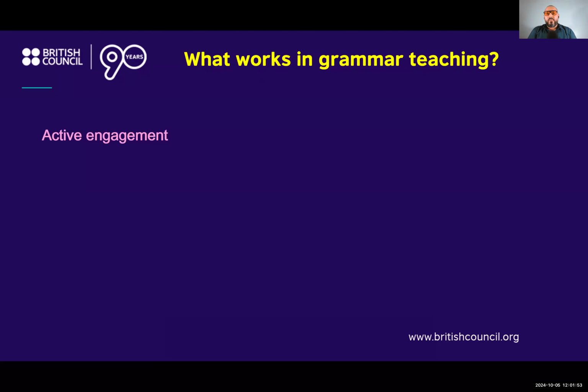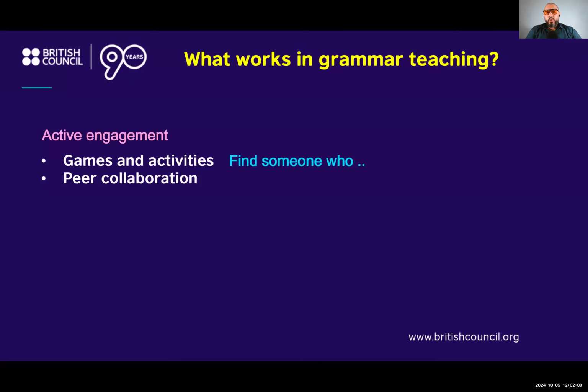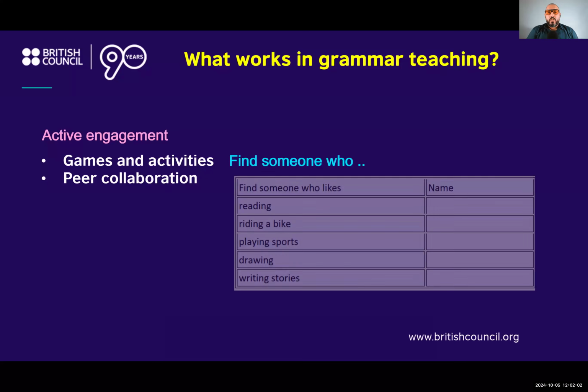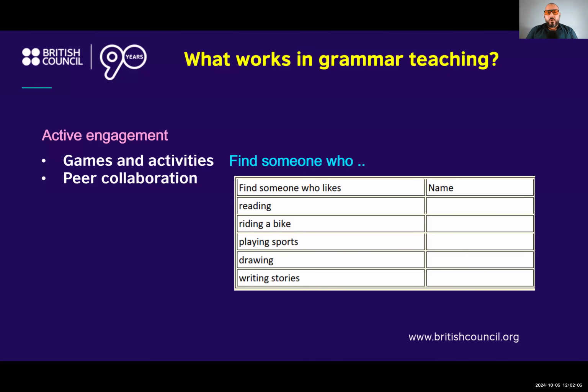Okay, great. So use active engagement: engage the learners with games and activities. Use an activity like find someone who and have the learners mingle. Give them a worksheet or a table of this information. So find someone who likes reading, for example, riding a bike, playing sports, drawing, writing stories, and everyone stands up and moves around the classroom and finds someone who does the same things, who likes the same hobbies.